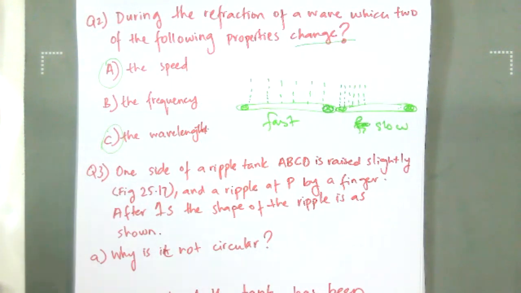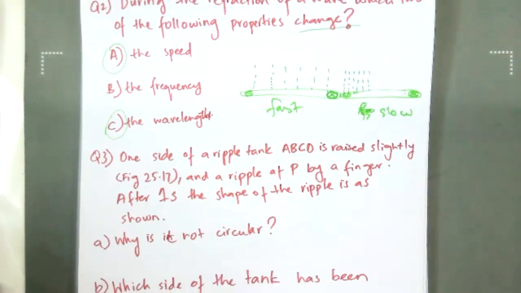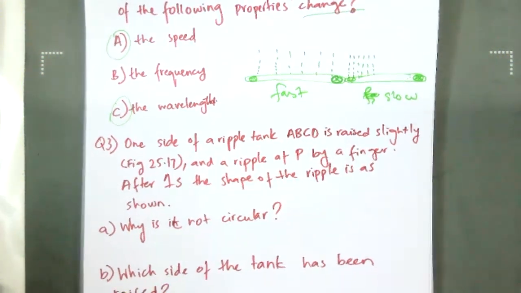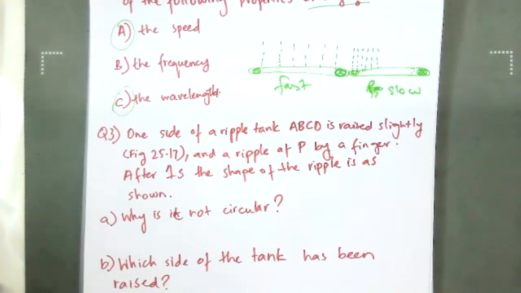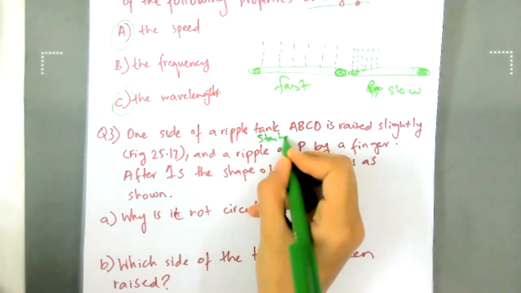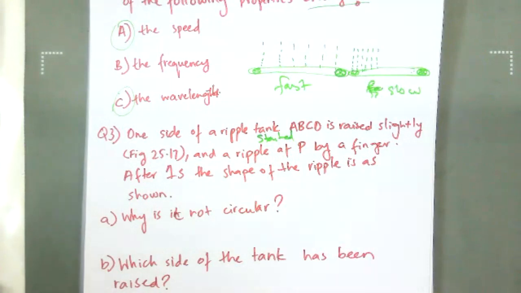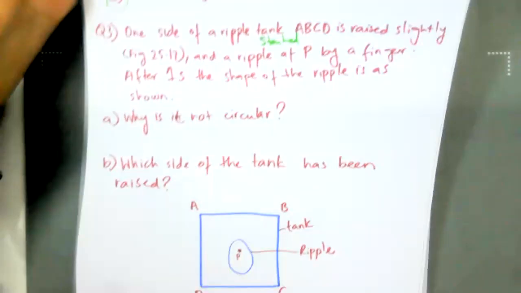One side of a ripple tank ABCD is raised slightly, figure 25.17, and a ripple is started at P by a finger. After 1 second, the shape of the ripple is as shown. Why is it not circular? Here's the diagram.